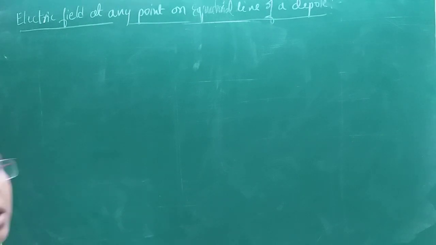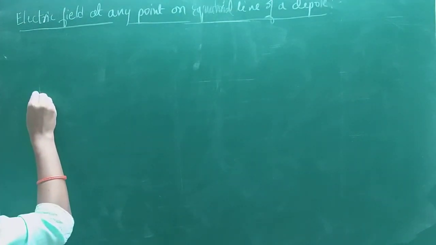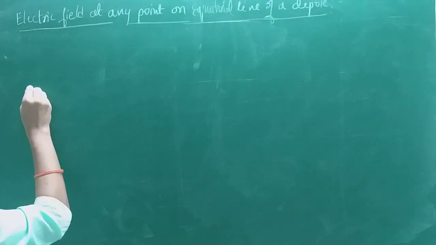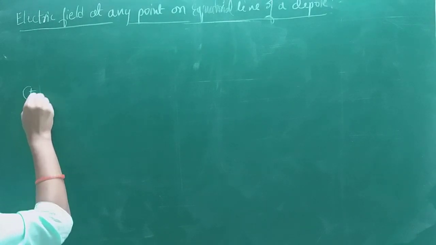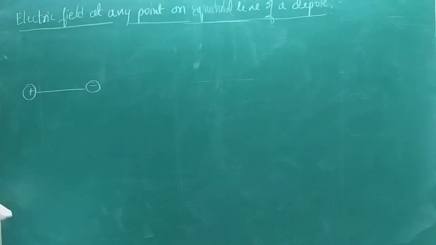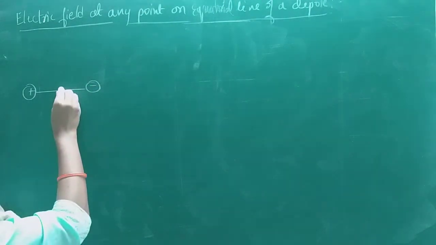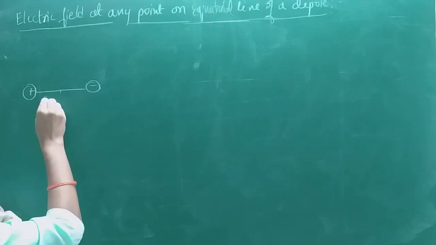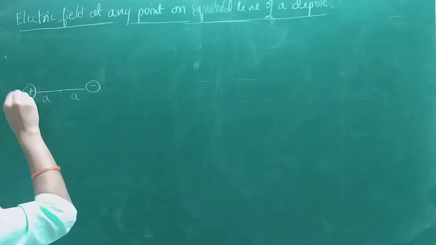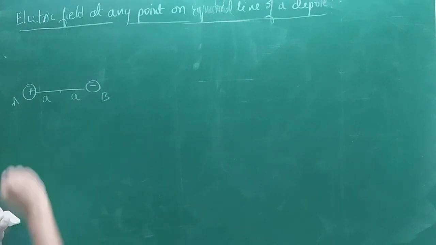In order to discuss the electric field at any point on the bisector line or equatorial line, let us consider, as usual, an electric dipole. Here I will consider the electric dipole consisting of two charges, plus q and minus q, separated by a distance called the dipole length. From the dipole center, each charge is at a distance a. Now consider this is at the point A and this is at the point B.